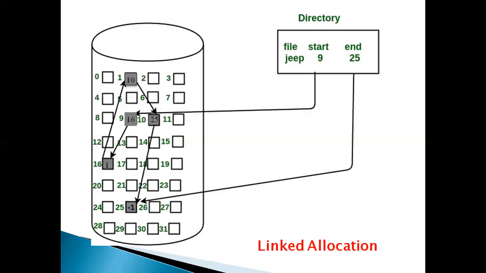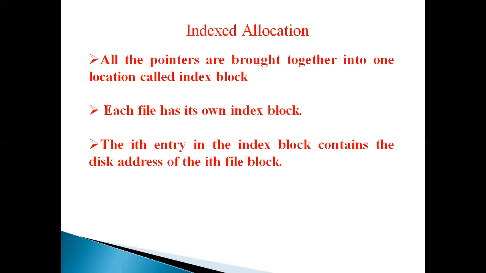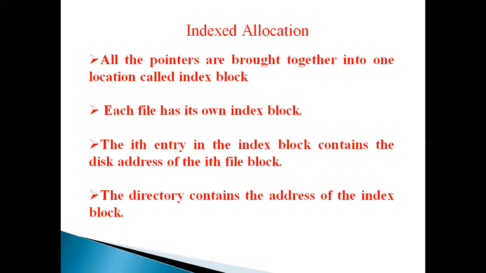So there are three disadvantages we are facing in the linked allocation. The last one is indexed allocation. In the indexed allocation, all the pointers are brought together into one location called the index block. In the linked allocation, we are creating pointers in all the blocks, but in the indexed allocation, we are creating the pointers in one block, called the index block. Each file has its own index block. For example, if I am creating 5 files, it consists of 5 index blocks. The ith entry in the index block contains the disk address of the ith file block. The directory contains the address of the index block.